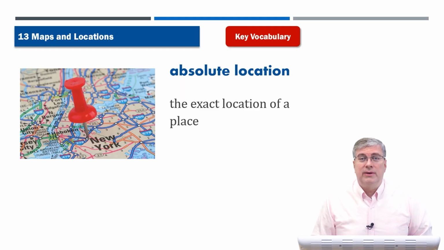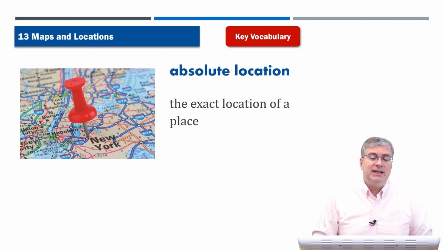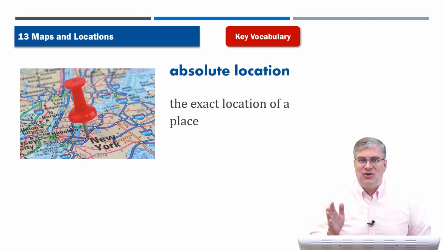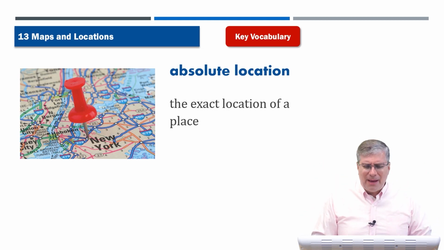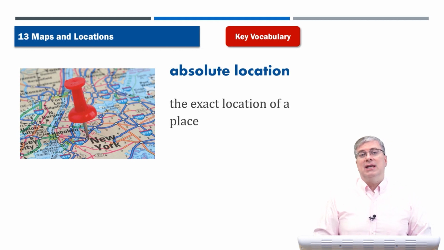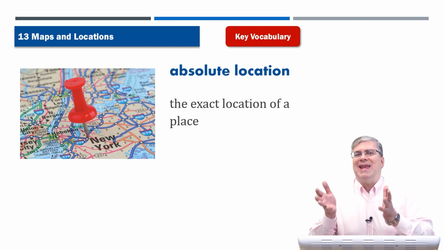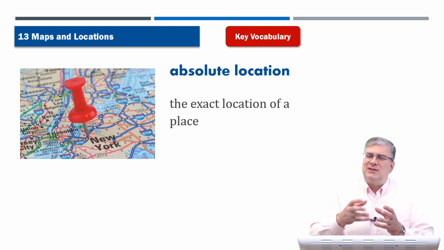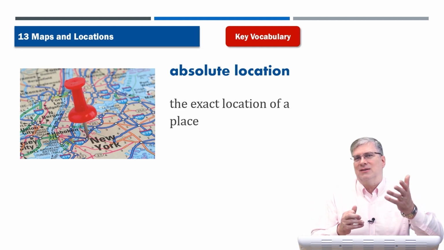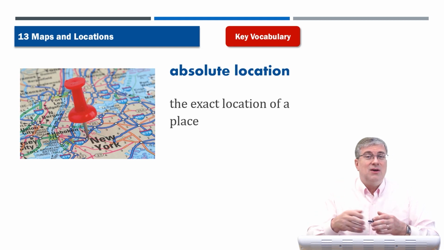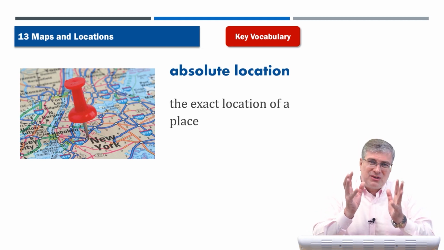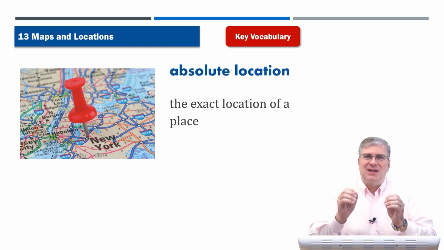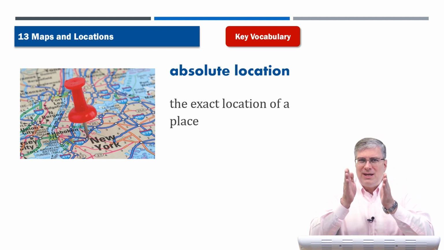As usual, we start with the vocabulary. And the first word in our vocabulary list, or actually two words, is absolute location. What does that mean? Well, you may know what location means. Location is where something is. When we talk about location, we're talking about, is it in this state? Is it in this country? Is it on this street? Where something is. Absolute means very precise, very, very detailed.